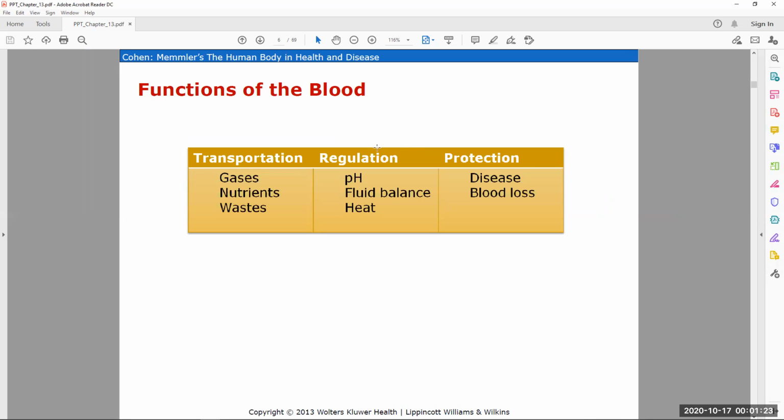In terms of regulation, the blood regulates pH, fluid balance, and heat. Fluid balance is critical in terms of the inter- and intracellular environments. It's very important in terms of those fluid balances. It regulates pH by its very nature, and of course it carries and distributes heat throughout the entire body. The last thing, protection against disease, is most critical.